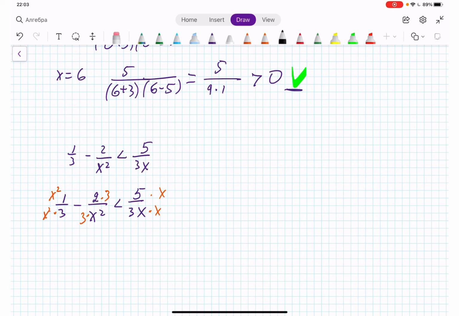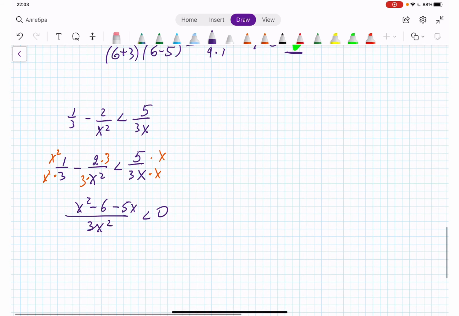And we are getting 3x squared, it's going to be x squared minus 6, moving over, minus 5x, less than 0. Okay, and what do we get here? I'm going to factor it, because x squared minus 5x minus 6, I can break it down as x minus 6 and x plus 1, over 3x squared, less than 0.